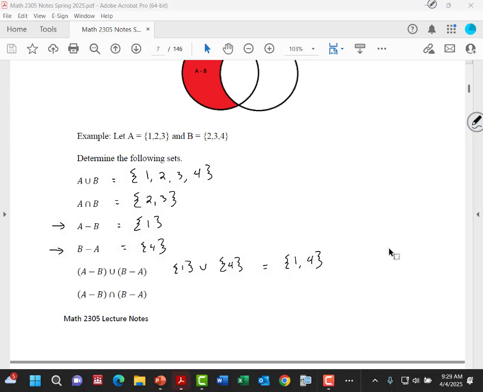Now, if I wish to find the intersection of these two, so 1 intersected with 4, well, let's ask this question. What elements are common to 1 and 4? Well, this first set, A minus B, only has the element 1 in it. The set B minus A only has the element 4 in it. Notice there is nothing common in the intersection, so we would simply say that the intersection is empty.